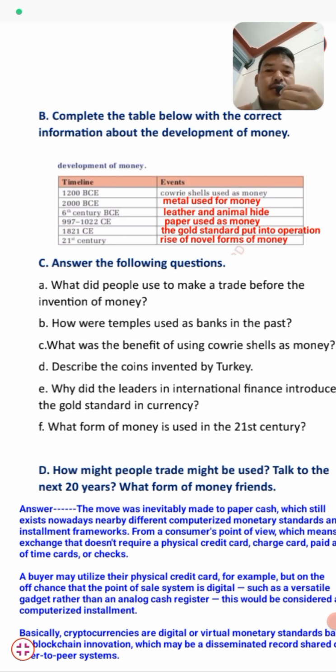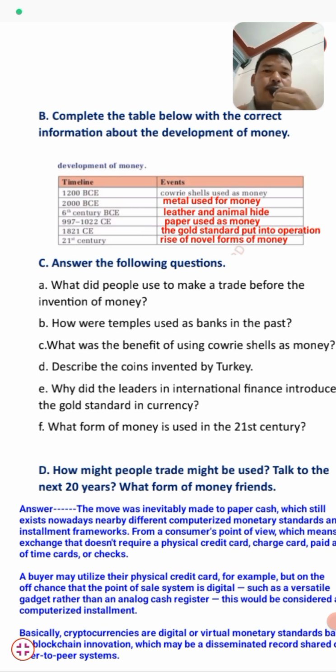1821 CE, that is when the gold standard was put into operation. Then the new monetary policy came in, and many countries adopted that system in regard to printing banknotes. And finally, we have the 21st century. It's the rise of novel forms of money, that is Bitcoin, virtual money, digital payment and all. Students, this is all about your exercise number B.